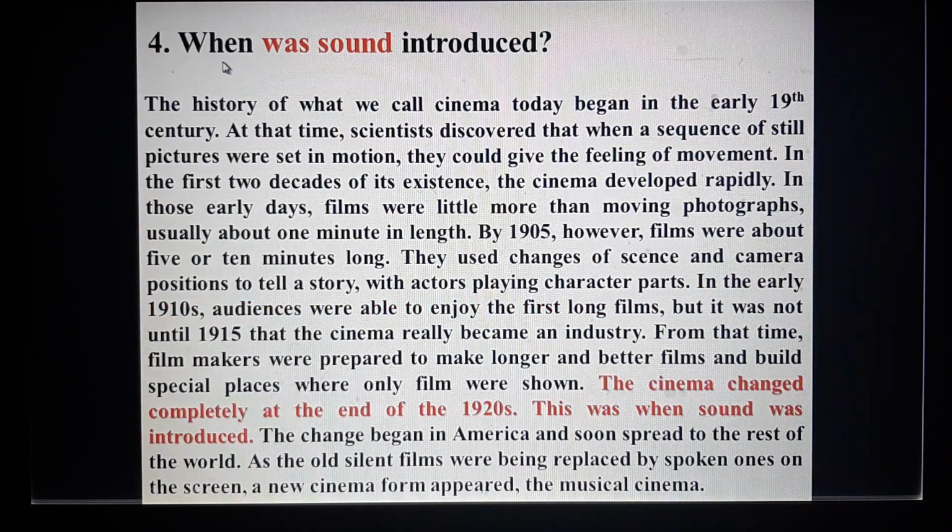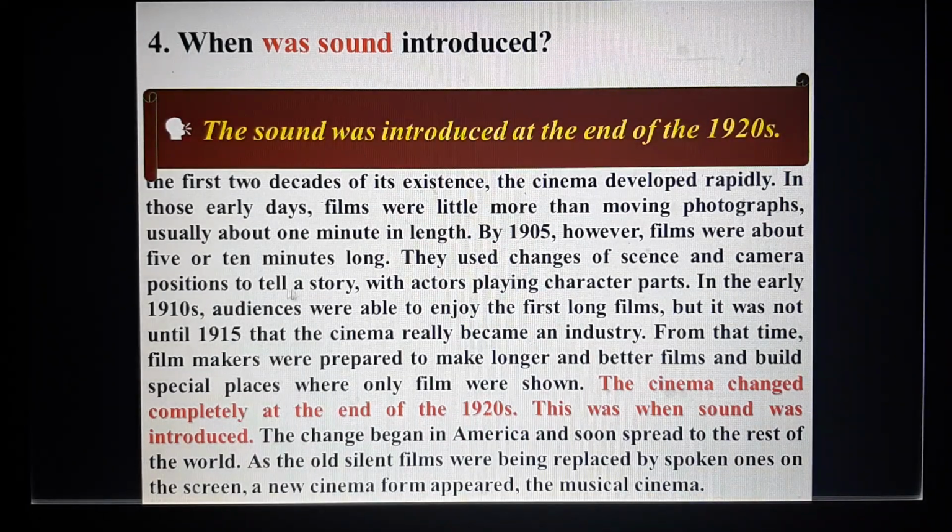Question 4. When was sound introduced? Look at the clue. The cinema changed completely at the end of the 1920s. This was when sound was introduced. The answer is the sound was introduced at the end of the 1920s.